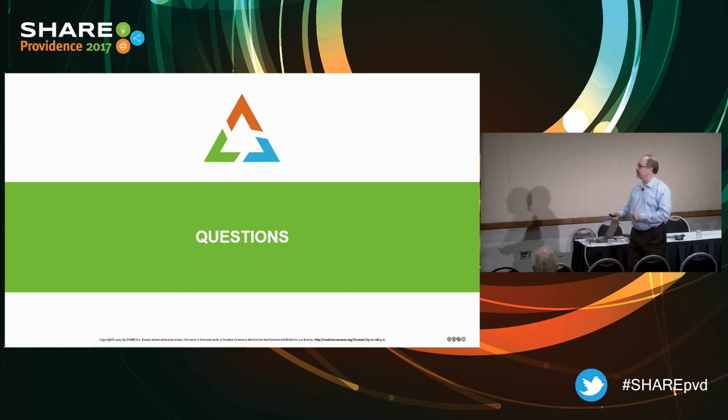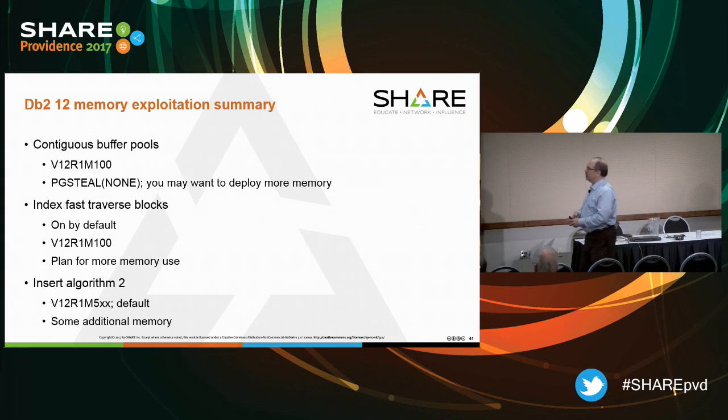All right, well, let me summarize then. As far as version 12 specifically goes, contiguous buffer pools come in V12 R1 M100. They don't occur automatically, but if your buffer pool is defined PGSTEAL NONE, it'll happen. And you may want to deploy more memory so that you can either support the existing PGSTEAL NONE buffer pools you have, or define buffer pools with PGSTEAL NONE that are currently defined LRU.